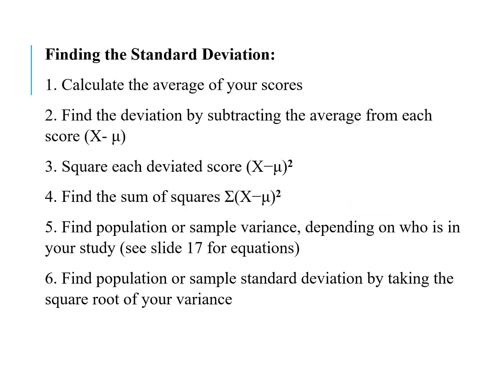Putting these steps together, here are the steps to finding the standard deviation. First, take the average of your scores and find the deviation by subtracting the average from each score. Square each of the deviations and then sum them to find the sum of squares. Find the population or sample variance depending on who is in your study. The equations for this can be found on slide 17 of this lecture. Lastly, find the population or sample standard deviation by taking the square root of your variance.